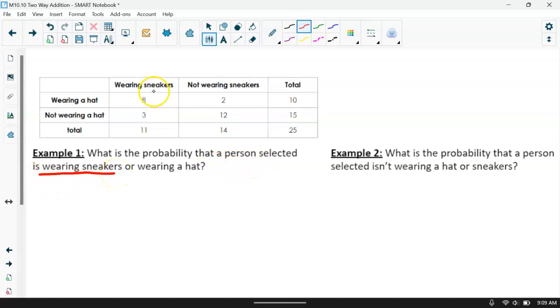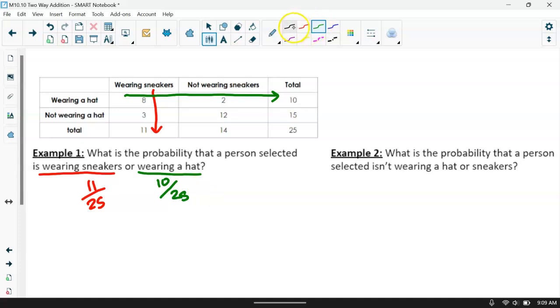So the common mistake is, what is the probability that a person selected is wearing sneakers? Well, there are 11 out of the 25. Then what is the probability of someone wearing a hat? Here that is 10 out of the 25. The common mistake is people add these together and say my probability is 22 out of 25. Here's why this is the common error.